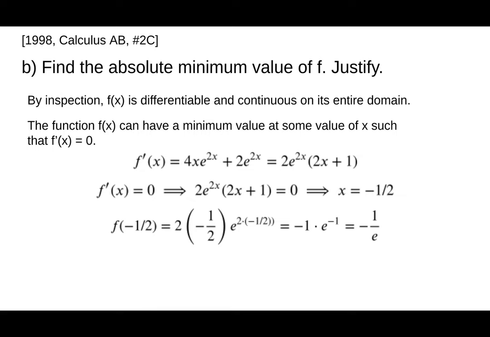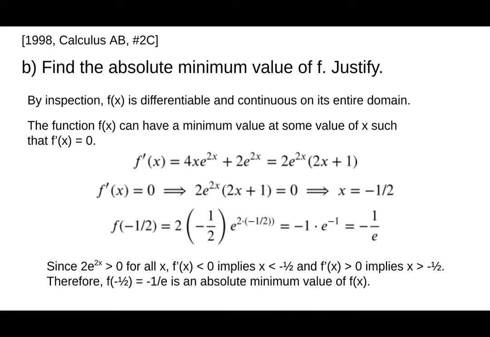We don't even really need to do that. That's going to be 2 times negative 1/2 times e to the 2 times negative 1/2, which is just negative 1 times e to the minus 1, which is negative 1 over e. Okay? So that's the absolute minimum value of f. It's the only place it can occur since there are no endpoints here.